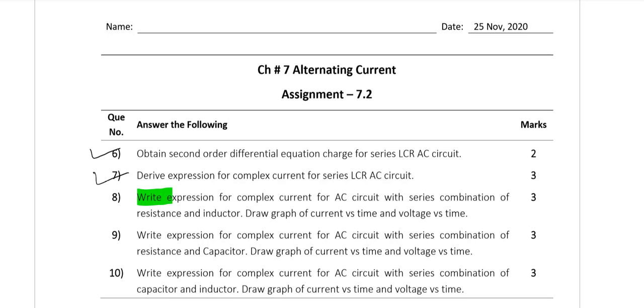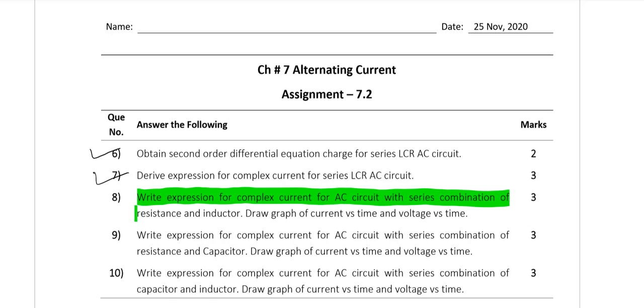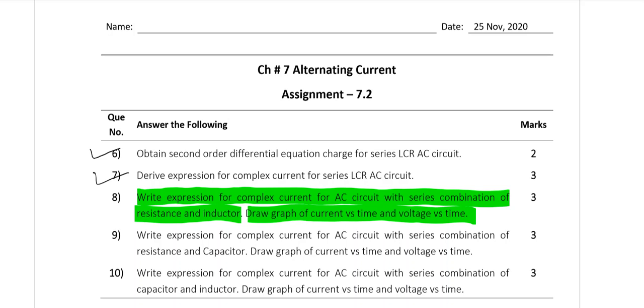So the question is, write the expression for complex current for an AC circuit with series combination of resistance and inductance. Draw graph of current versus time and voltage versus time. From previous equations, we'll find out how much the current is if we have only two components, R and L, and then we'll see how current varies with time and how voltage varies with time. Okay, so let us start.